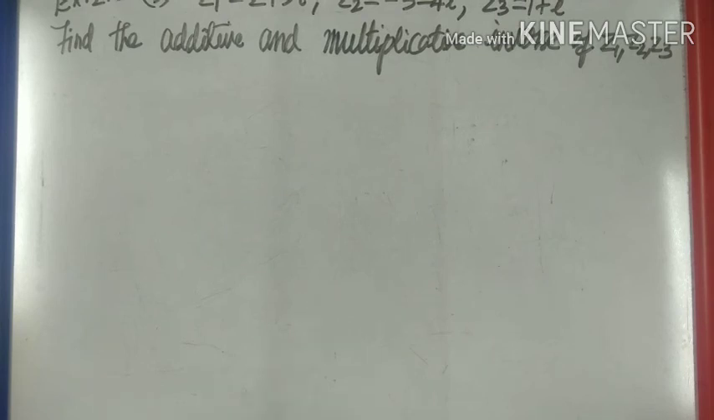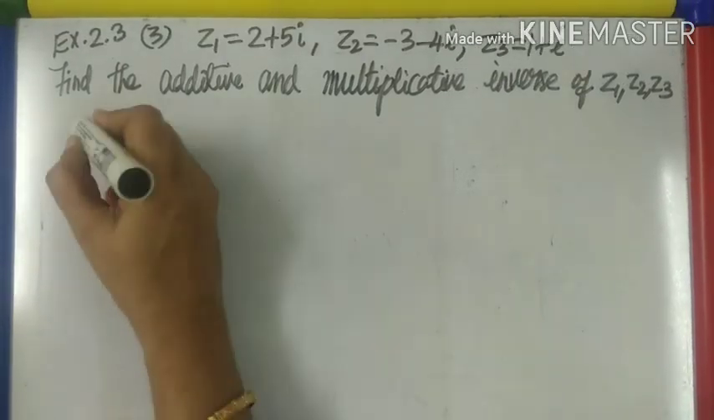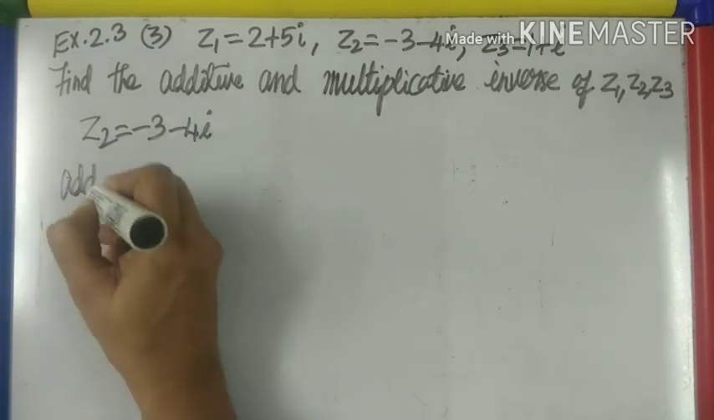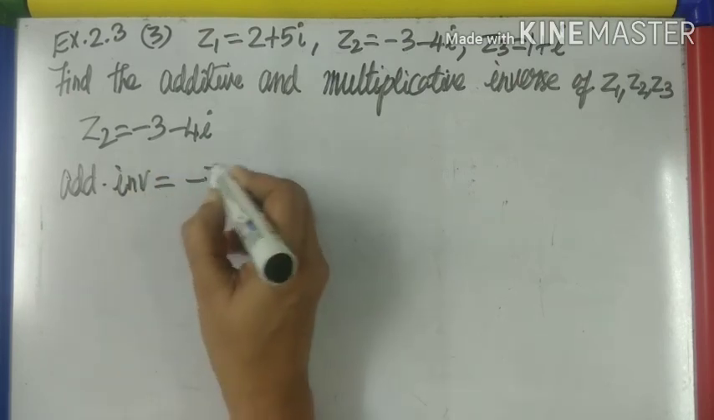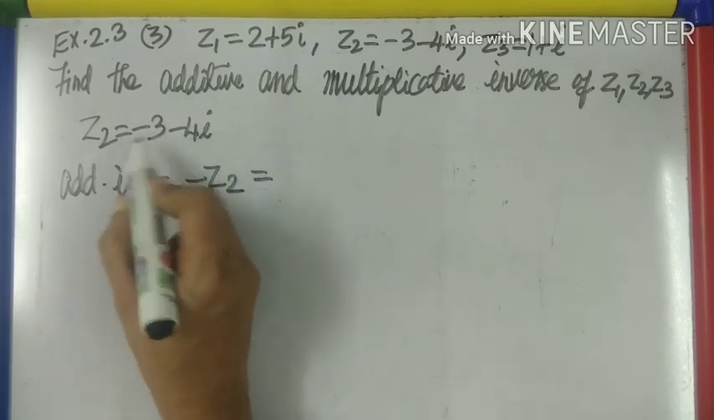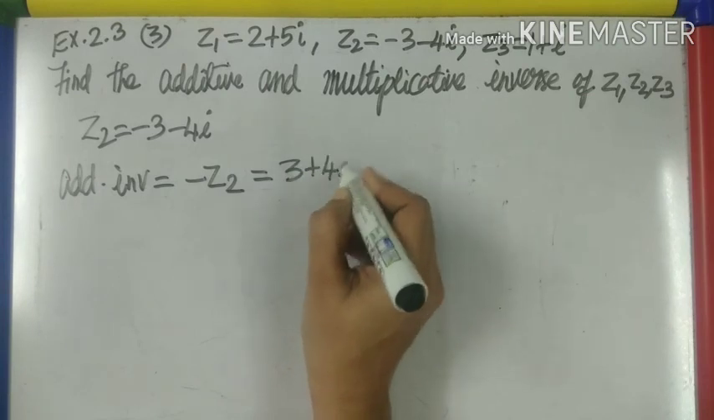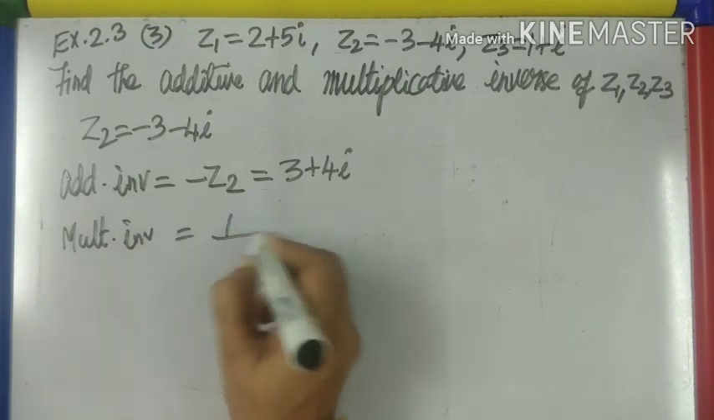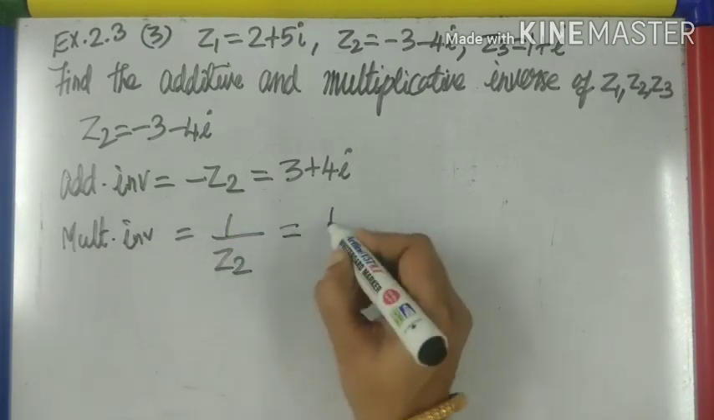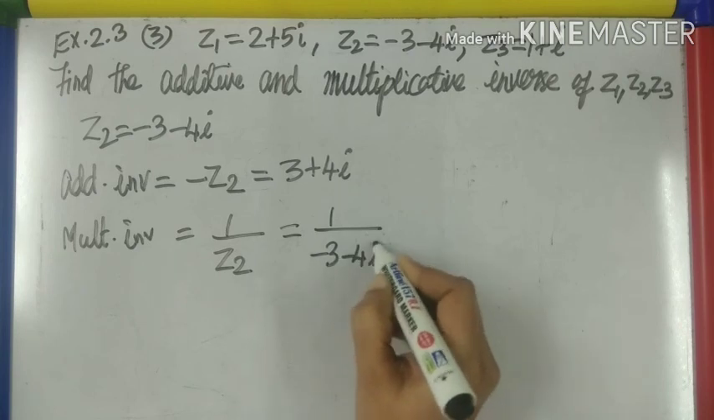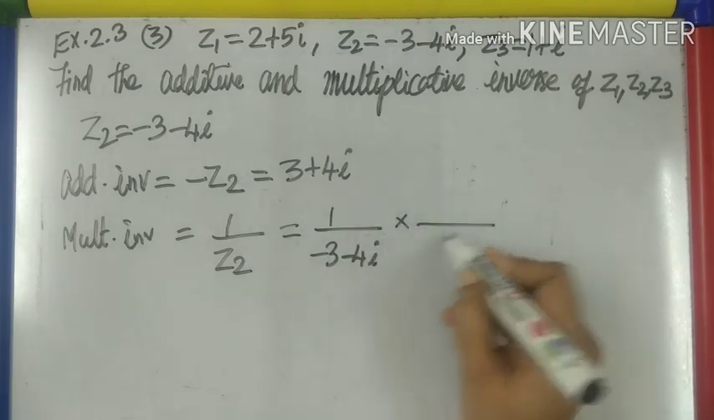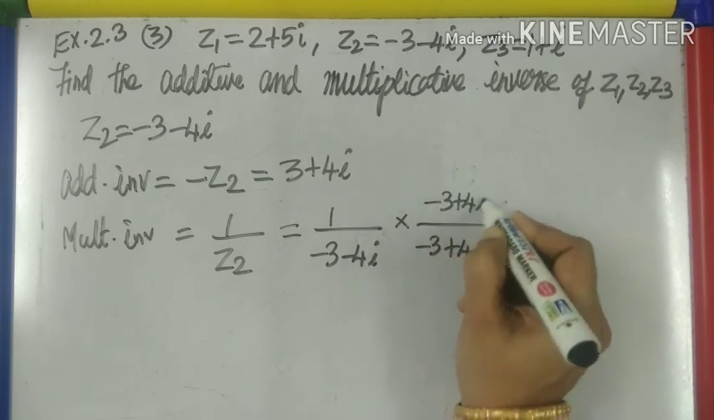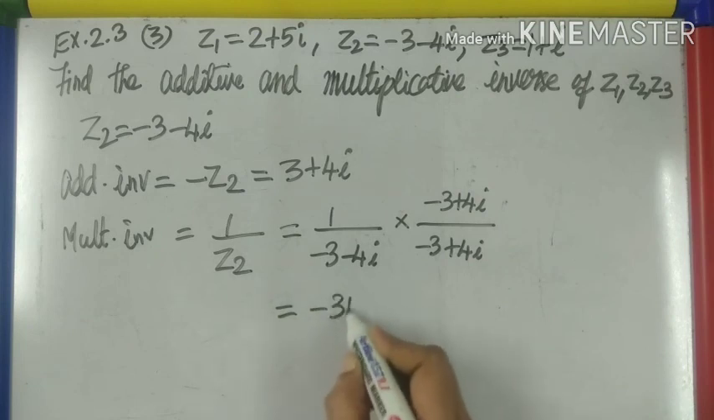We'll proceed with Z2. So Z2 is minus 3 minus 4i. The additive inverse will be minus Z2. That is, change the symbol for both, 3 plus 4i. And the multiplicative inverse is 1 by Z2. So it is 1 by minus 3 minus 4i. Multiply by the conjugate, minus 3 plus 4i. In the numerator also minus 3 plus 4i.